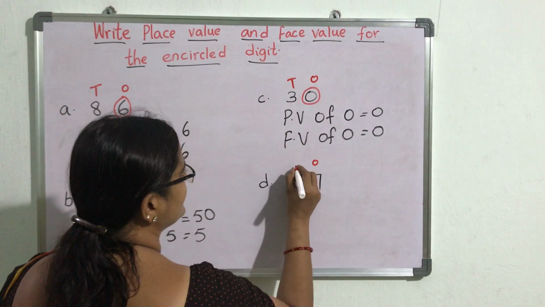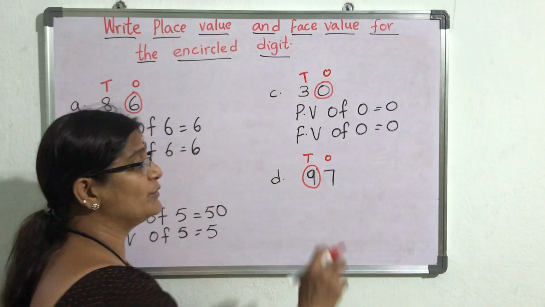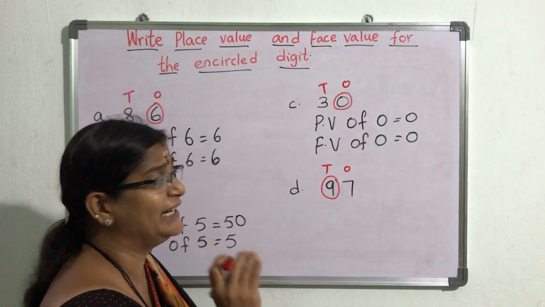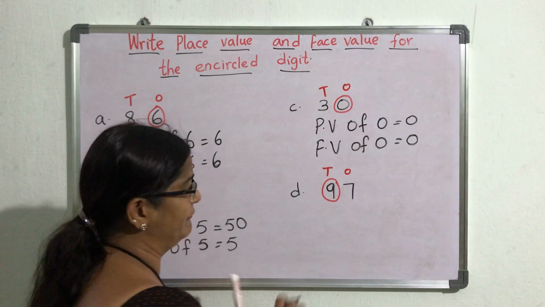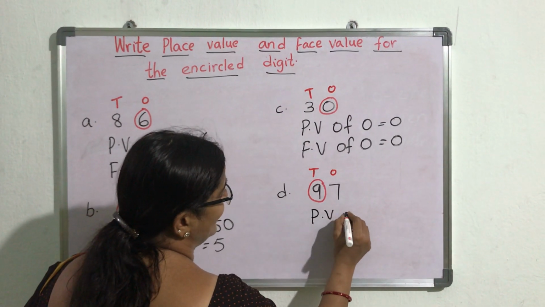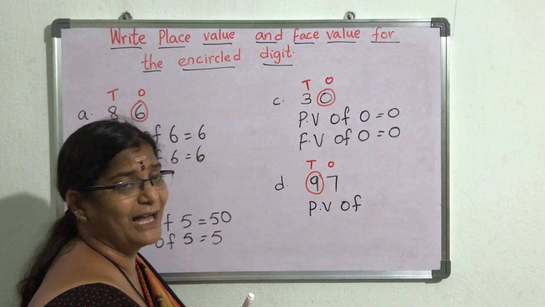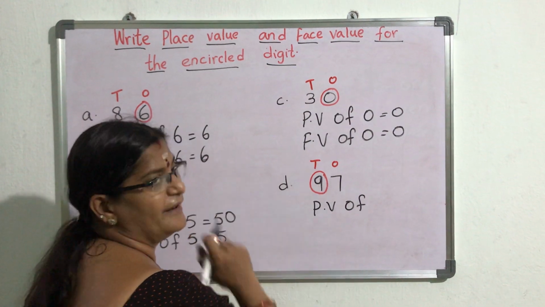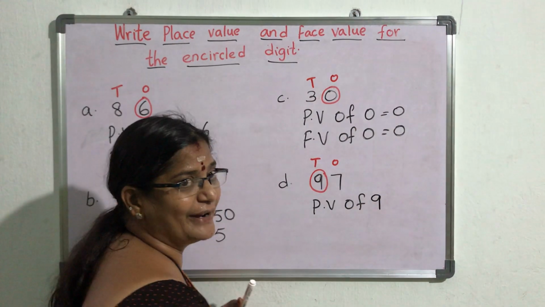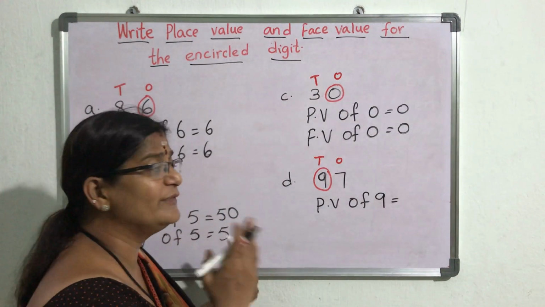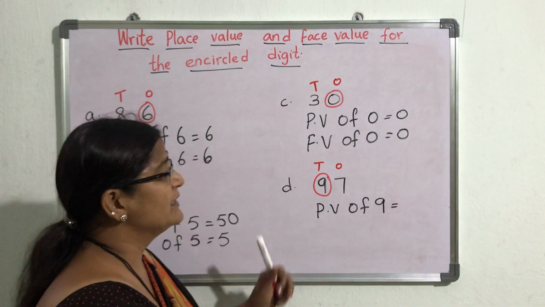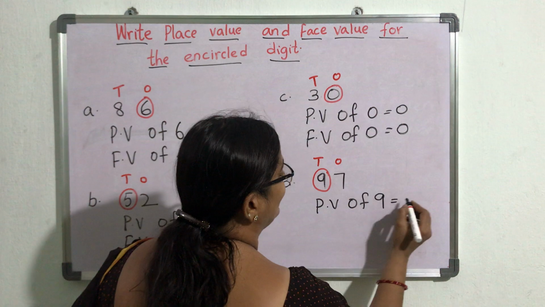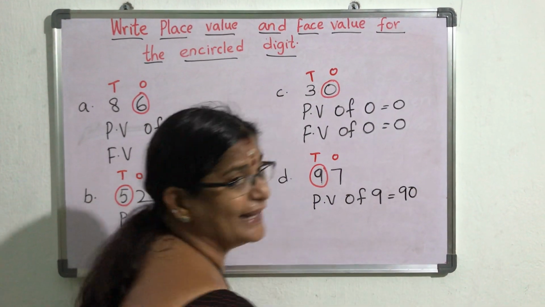Now next, here. Again you should write ones, tens. Don't forget to write ones and tens. If you write this, you will know the place value of that digit. If not, you can't identify it. Now, place value of, which number have I circled? 9. So the place value of 9 is, now in which place is 9? It's in the tens place. So 9 tens is equal to 90. So the place value of 9 is 90.